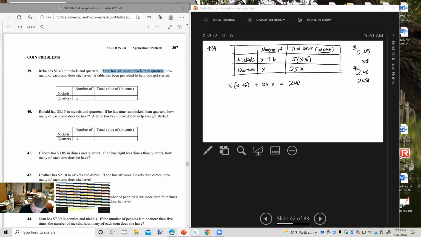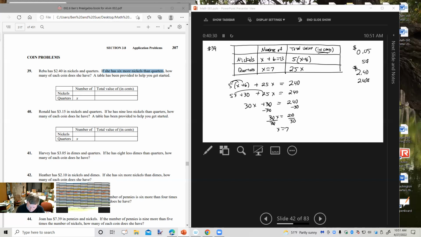All right, let's solve the equation. We'll distribute. We get 5x plus 30 plus 25x equals 240. Combining like terms, 30x plus 30 equals 240. Subtract 30 from both sides of the equation. 30x equals 210. Divide both sides by 30, x equals 7. So if x equals 7, the quarters is 7, x plus 6 would be 7 plus 6 is 13.